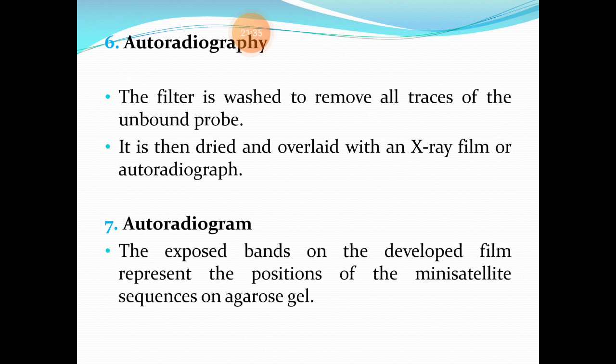Then the exposed bands on the developed film represent the positions of minisatellite sequences on the agarose gel. Please note these positions are individual specific, individual unique. That's how, by comparing any two DNA profiles, you can come to meaningful conclusions, whether it is a civil case, or a forensic case, or a criminal case.